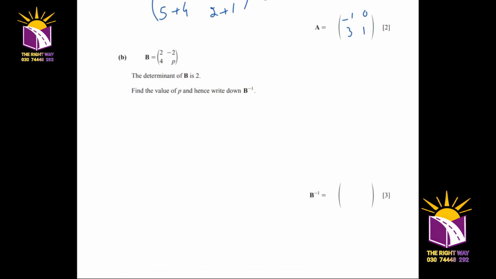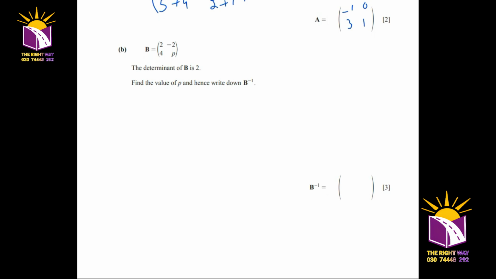In part B, B is equal to the matrix 2, minus 2, 4, P. The determinant of B is 2. Find the value of P and hence write down B inverse. So first of all, I am going to find the value of P. By using the determinant, I know that the determinant of B is 2.